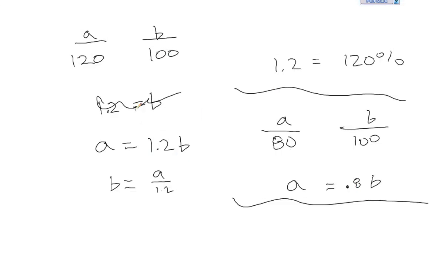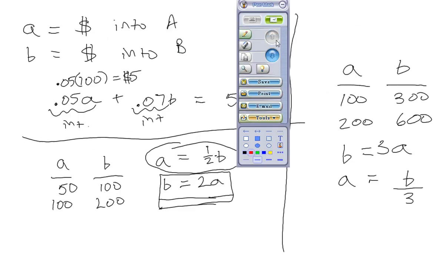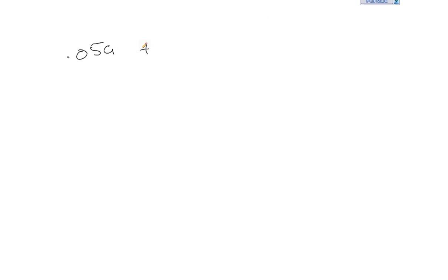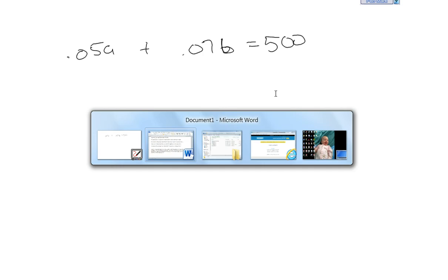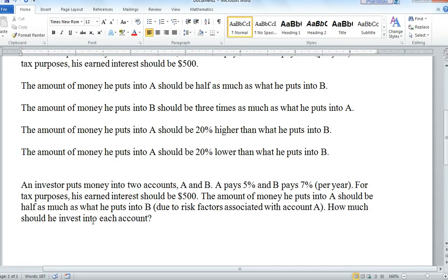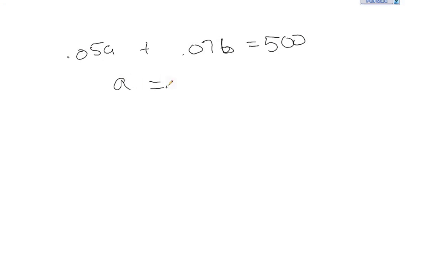Well, we already have our two equations that we set up back here. We have that 0.05A plus 0.07B equals 500. And we also have that the amount in A should be half as much as what he puts into B. And we wrote earlier A equals 1/2 B.